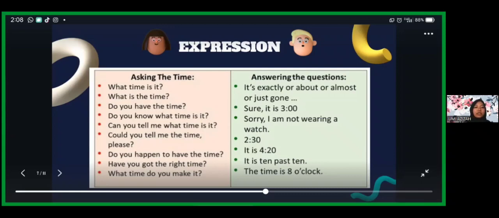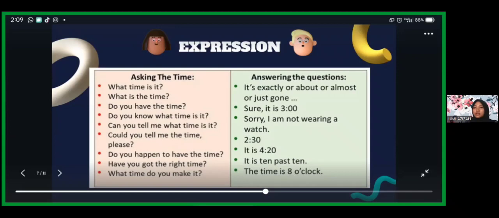And if anyone says again, what time? What is the time? Or do you have the time? Do you know what time it is? Can you tell me what time it is? Would you tell me the time, please? Do you happen to have the time? Have you got the right time? What time do you make it? Like that, yeah?